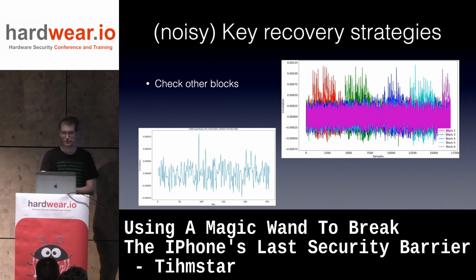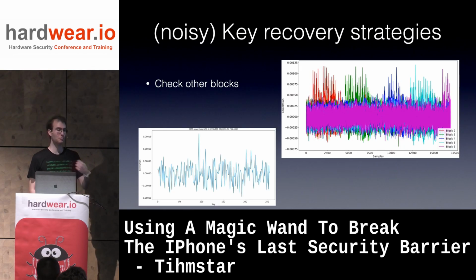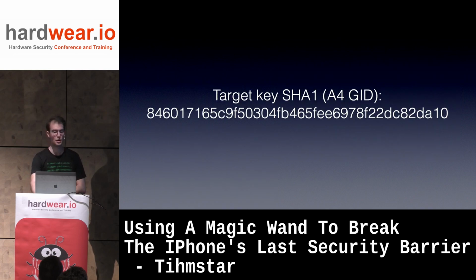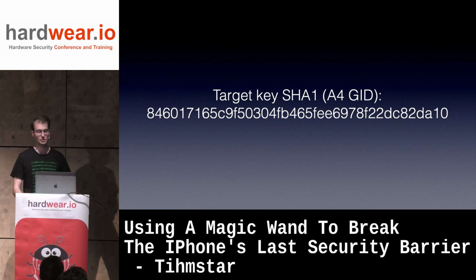And actually the one that we saw before here, which is very noisy, on a different block, that key byte actually had very good leakage. It was easily extractable. So now the fun part: do we actually get the key? No. But you can get the hash. So if you take the key and hash it, this is what you get. So this is the SHA of the actual key.